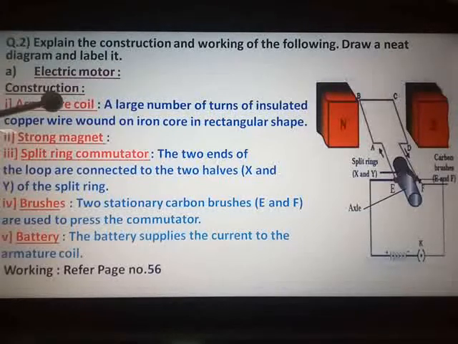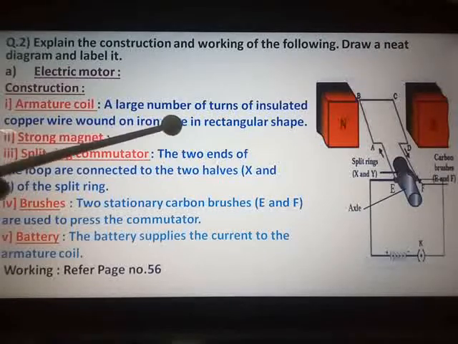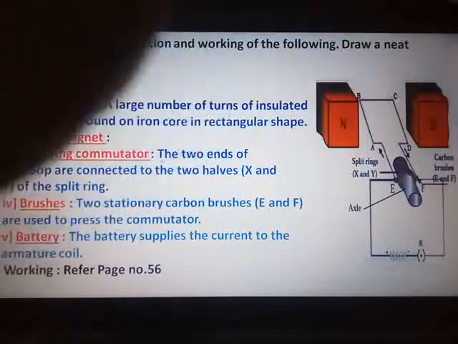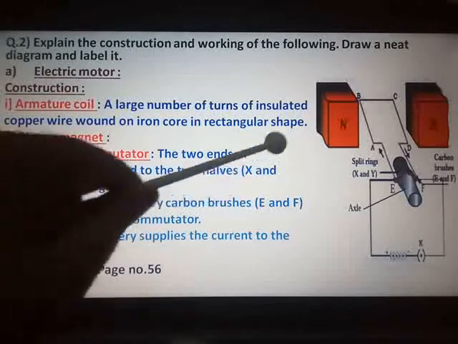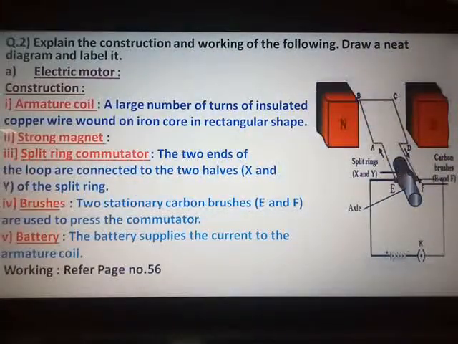If you speak about the armature coil, a large number of turns of insulated copper wire wound on an iron core in rectangular shape. So this is your armature coil. Then strong magnet, you can write in your own words again. This coil is placed between the two pole pieces of a strong magnet which provides magnetic field. Third one, split ring commutator. The two ends of the loop are connected to the two halves X and Y of the split ring. You can mark in the textbook. Fourth is brushes. Two stationary carbon brushes E and F are used to press the commutator.